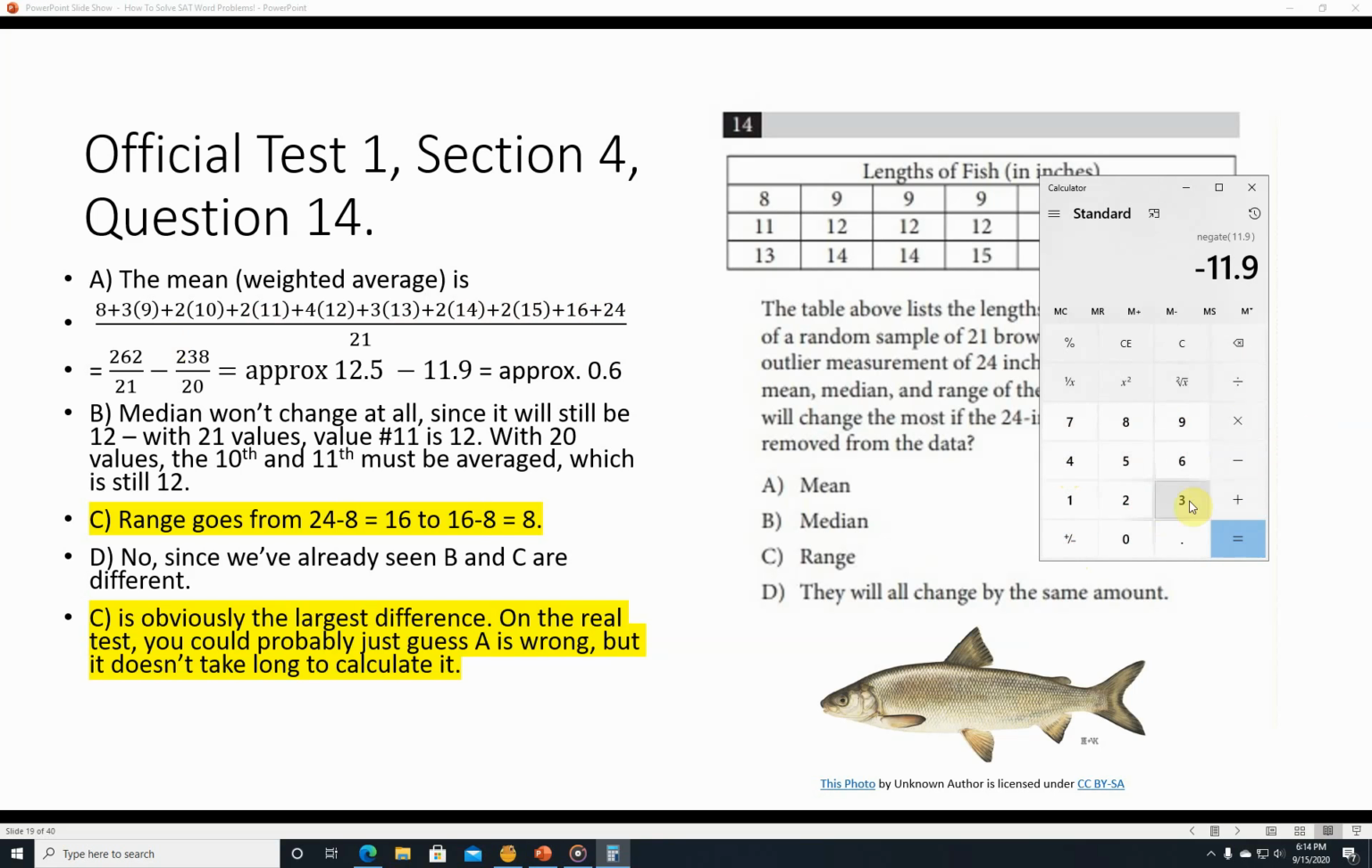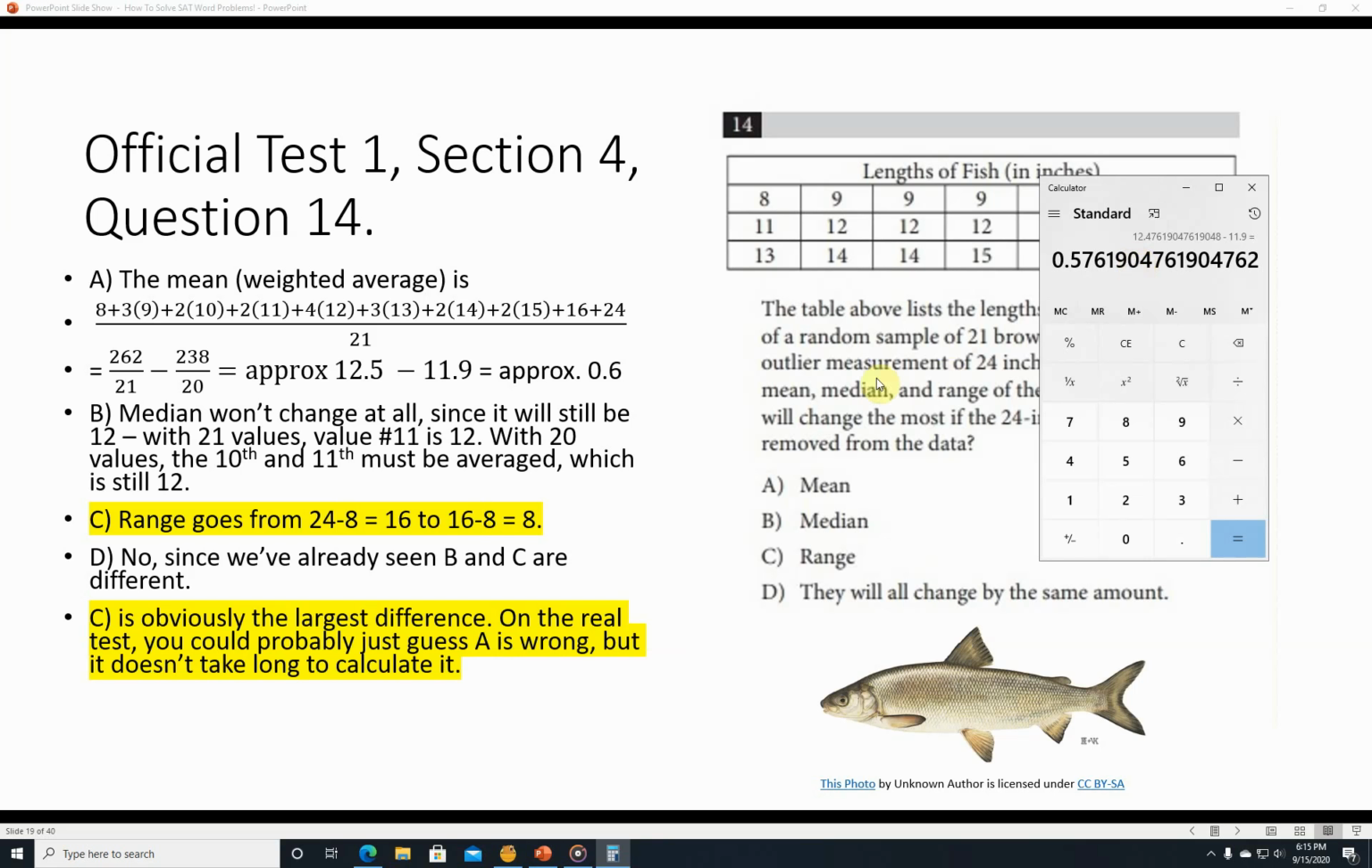Let's make that a negative, and then we're going to add that. Oops. All right, let's do it 11.9. I messed that up with the memory thing, but okay. So we'll just go 262 over 21. Boom, 12.476. And then we're going to go minus 11.9, and we get 0.576, or roughly 0.6. So that's the difference in the average. That's going to be the change.